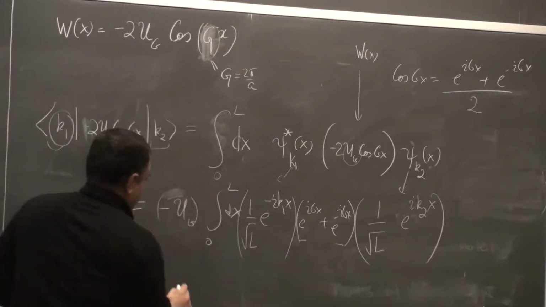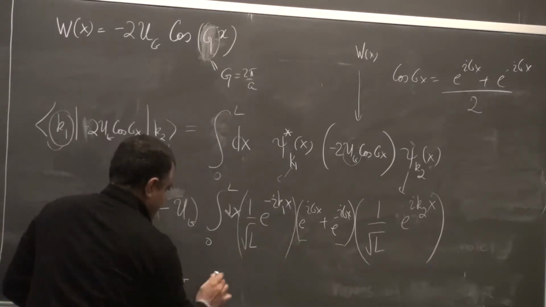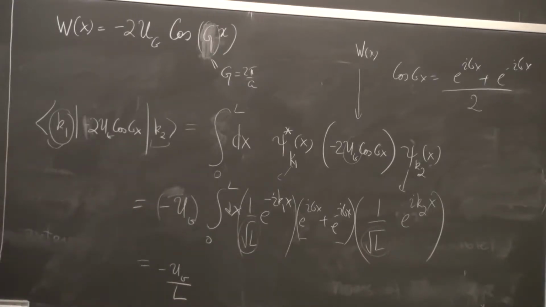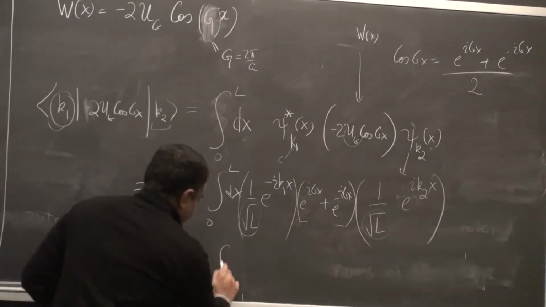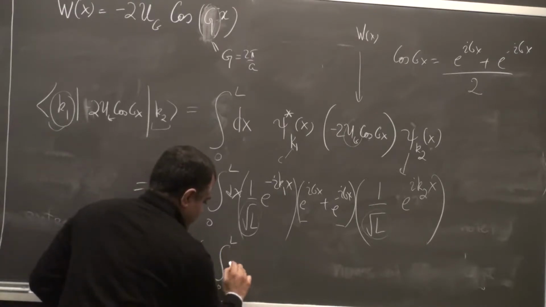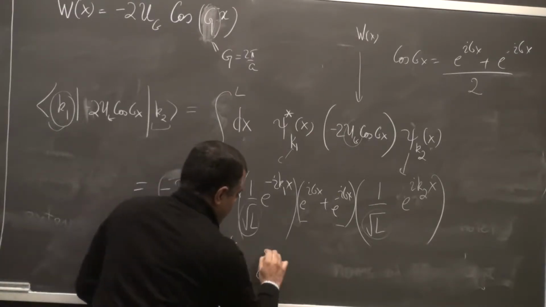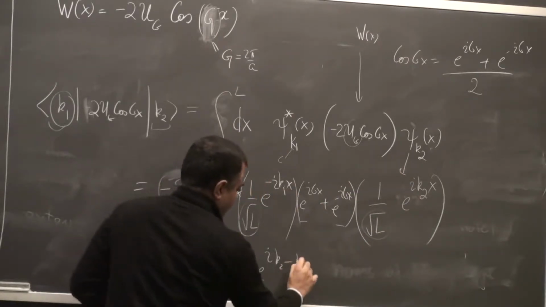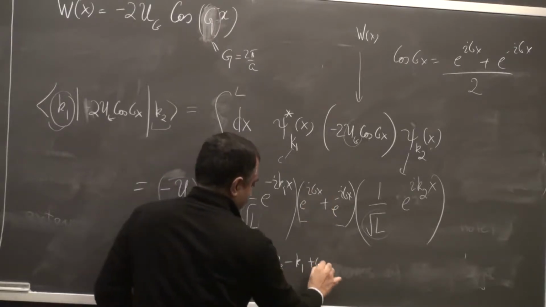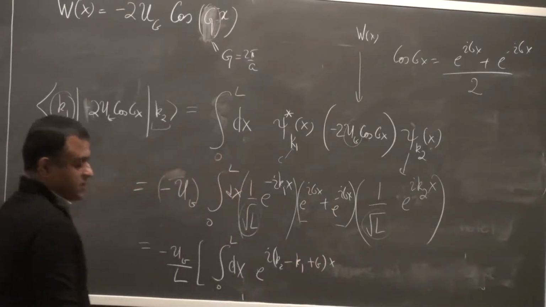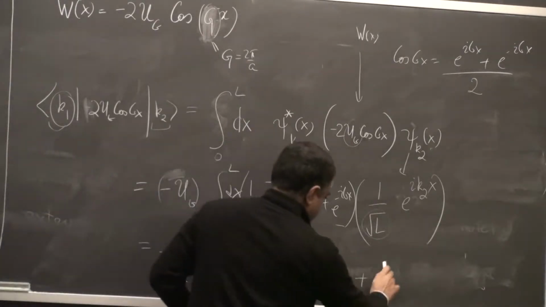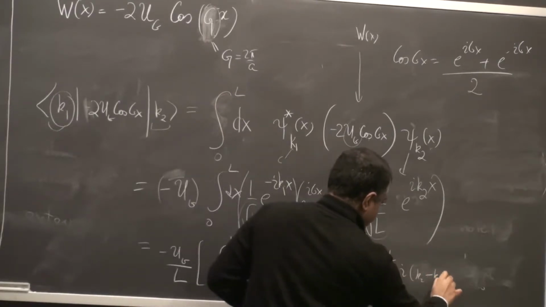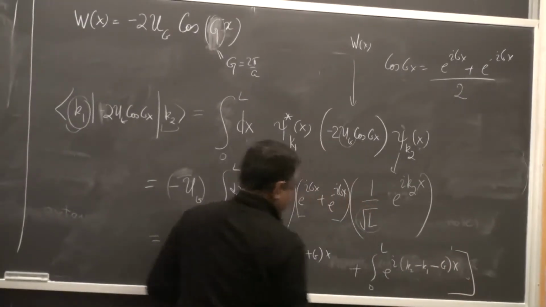There's this and that. And what you're really getting here is minus Ug, 1 over square root length, 1 over square root length, where length is the circumference of the circle. And let's look at the first integral here, 0 to L dx. What you really get is e to the power I, k2 minus k1, plus g x, right? So that's one term, and the second term is 0 to L, same deal, k2 minus k1, but there's a minus g here. Those are the 2 terms again.